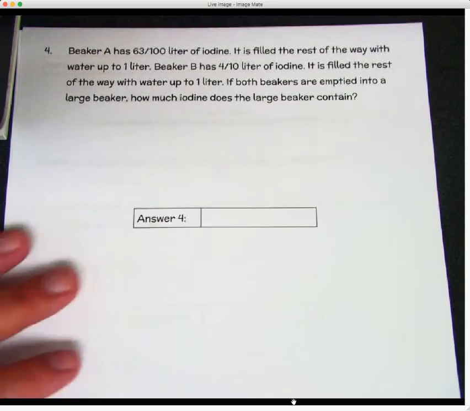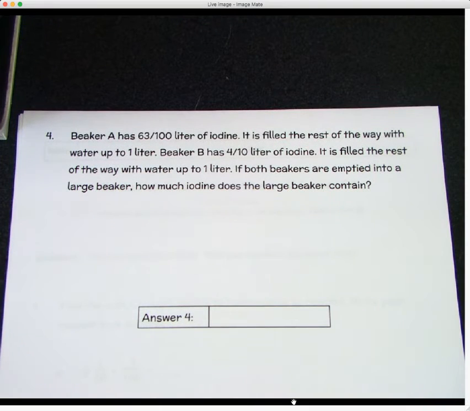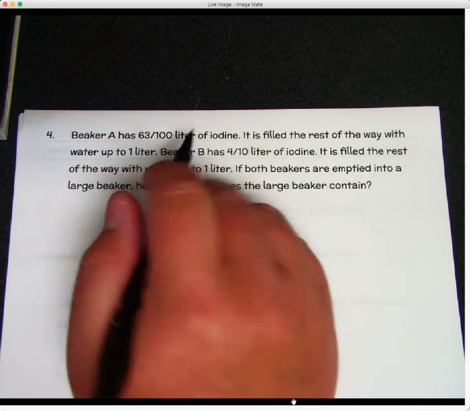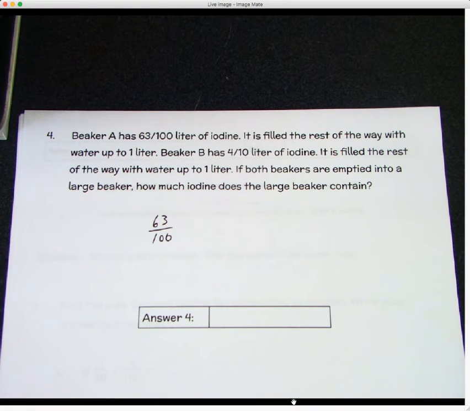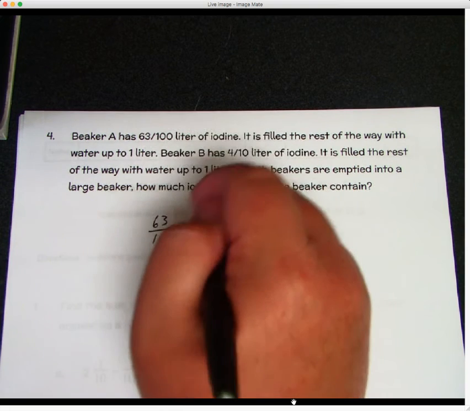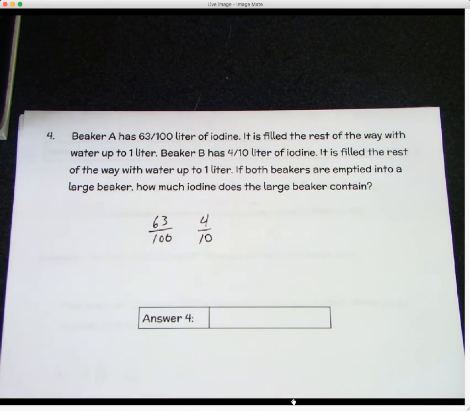We've got a word problem. Let's look at the word problem. Beaker A has 63 hundredths liter of iodine. It's filled the rest of the way with water up to 1 liter. Beaker B has 4/10 liter of iodine. It's filled the rest of the way up with water up to 1 liter. If both beakers are emptied into a large beaker, how much iodine does the large beaker contain? All right, so Beaker A has 63 hundredths of a liter of iodine. We want to know if we put these bottles together in a large beaker, how much iodine are we going to have all together? Beaker B has 4/10 of a liter.